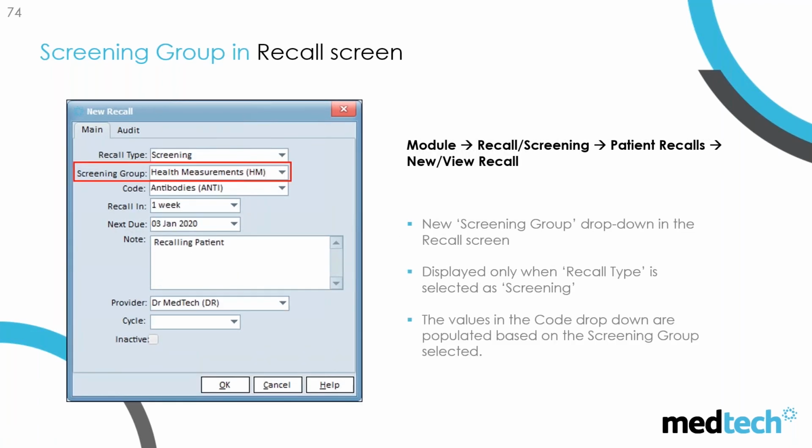So again, with all the interesting stuff happening with screening, screening groups in recall screens. You can see there a new field marked screening group has been created. The field will be displayed when the recall type, which you can see is selected as screening, is selected. The values in the code drop down will be populated based on the screening group selected. In that particular one, it's health measurements, and basically the values in the code drop down are based on that.